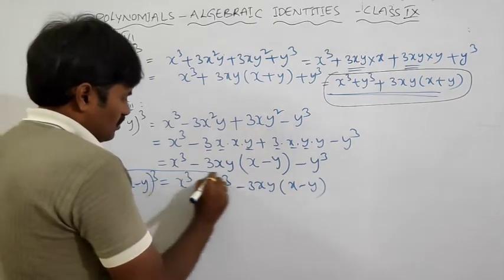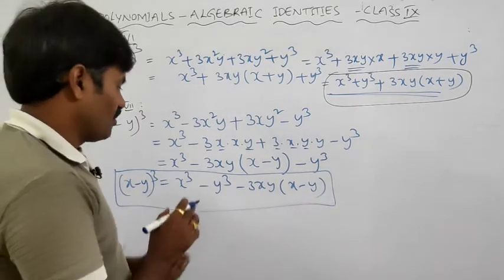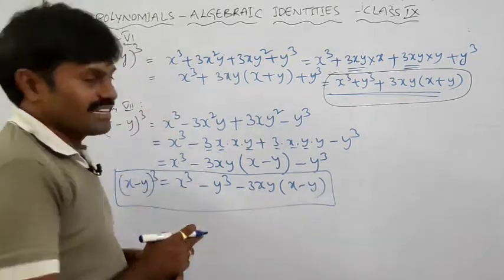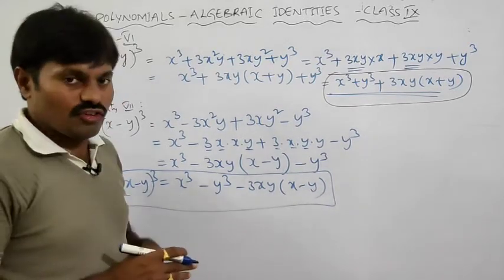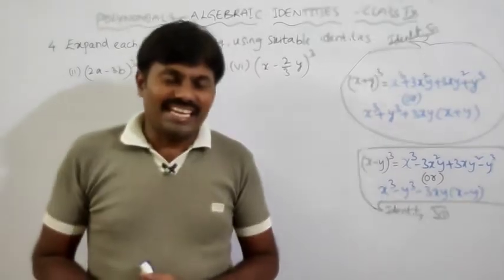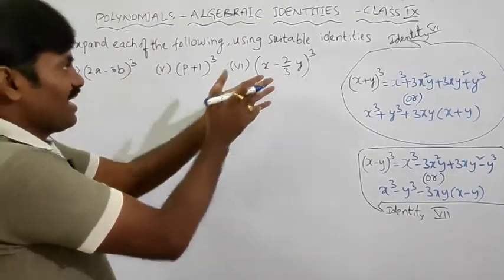So this is also a most important result we use in simplifications. Okay, I hope you all are clear about identity 6 and identity 7. Now we solve a few problems based on these identities. Shall we? Now dear children, see, they ask us to expand these algebraic expressions.